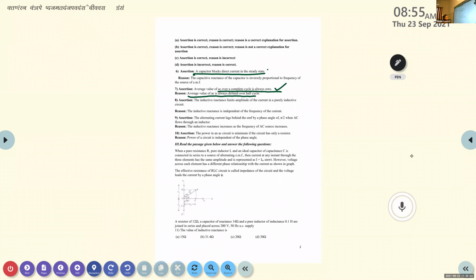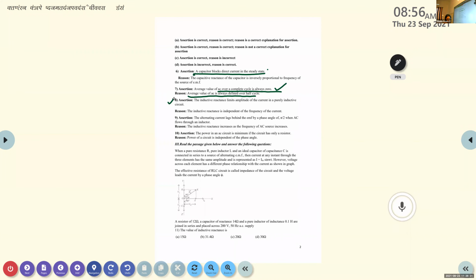Now question number 8. Assertion is this: the inductive reactance limits amplitude of the current in a purely inductive circuit. Reason: the inductive reactance is independent of the frequency of the current. So first you check whether the assertion is correct or incorrect. The inductive reactance limits amplitude of the current. Students, you may please note, amplitude of the current means maximum value or peak value of the current. So inductive reactance limits maximum value of the current in a purely inductive circuit.